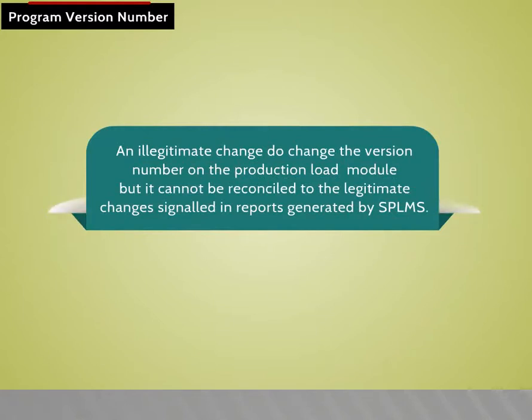An illegitimate change does change the version number on the production load module, but it cannot be reconciled to the legitimate changes signaled in reports generated by SPLMS.